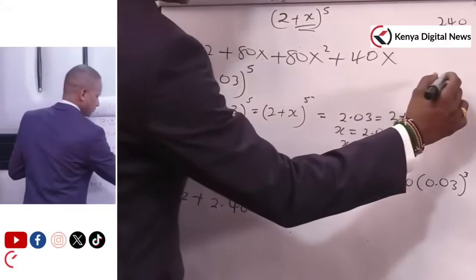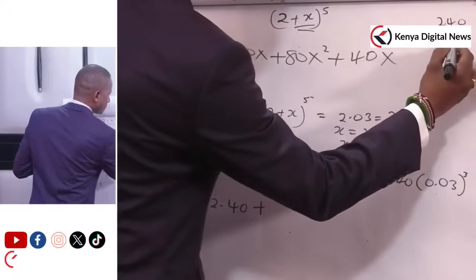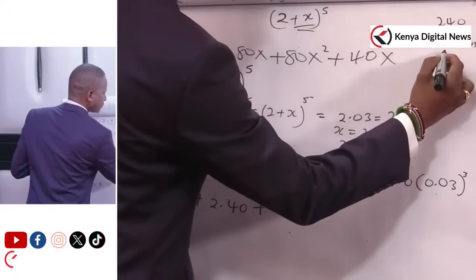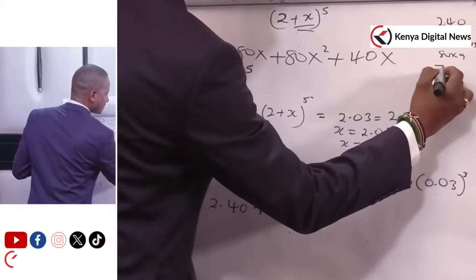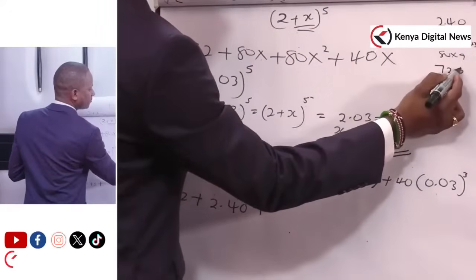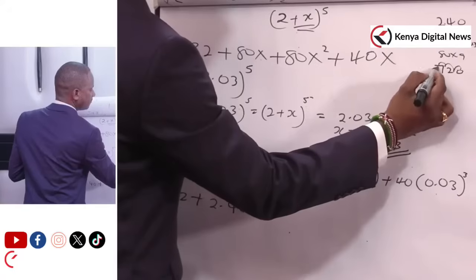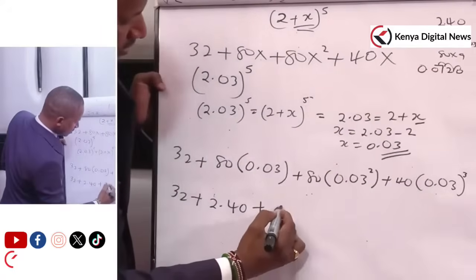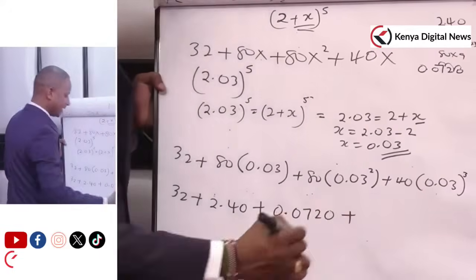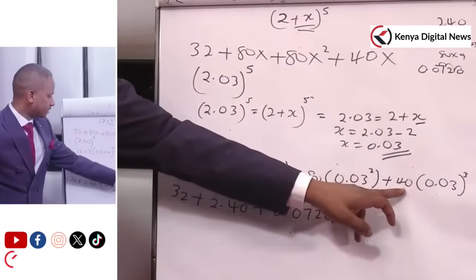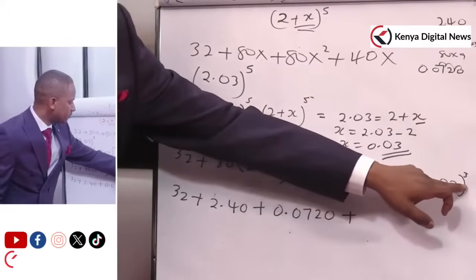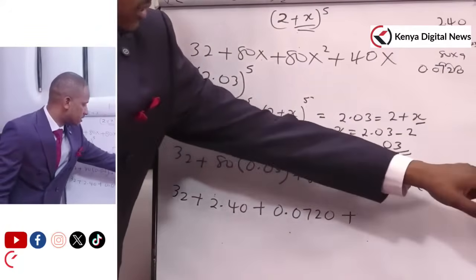So from here, 0.03 times 0.03 times 80. This is 80 times 9, which is 720. Then 4 decimal places, 1, 2, 3, 4. So the next one is 0.0720, plus the last one, which is 40 times 0.03 times 0.03 times 0.03.